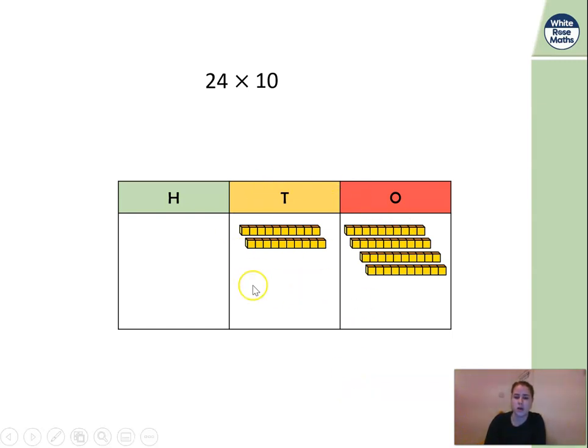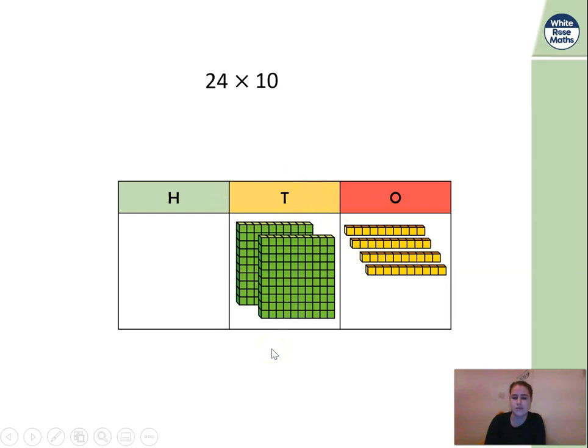When we move on to our hundreds, we have 2 lots of 10 here. So we need to multiply both lots of 10 by 10. We know that 10 times 10 is 100. We have 2 lots of them in our tens. Therefore, we can replace them with 200 square grids.